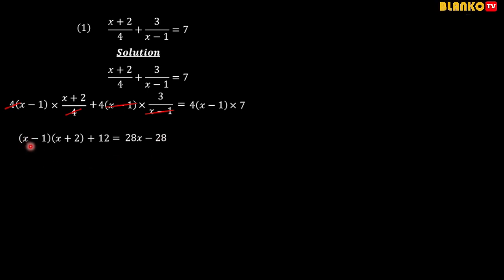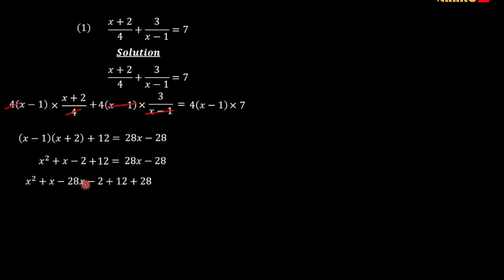Alright, so let's multiply (x-1) by (x+2). And that is going to give us what? x squared plus x minus 2, plus 12 equals 28x minus 28. So let's now group all the terms to the left hand side and then equate it to what? 0. So we have x squared plus x minus 28x minus 2 plus 12 plus 28 equals 0.